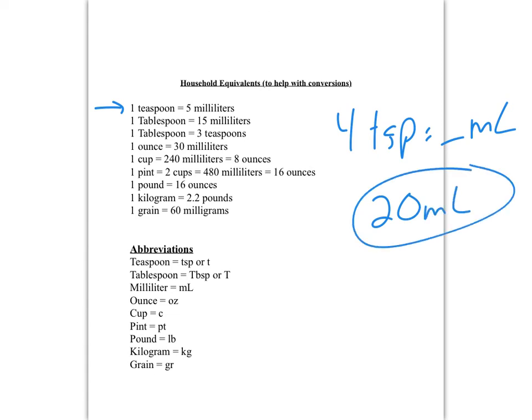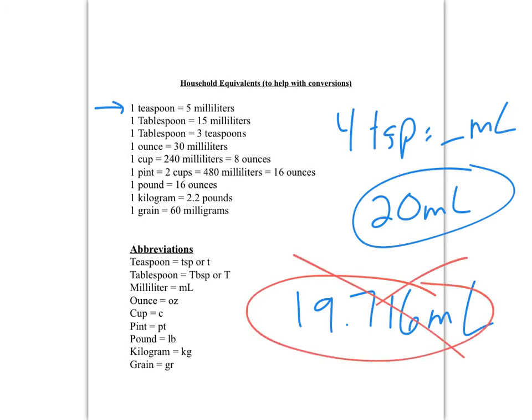If you looked up on Google, and I'm just going to test right now, just while I'm on my phone here, 4 teaspoons to milliliters in Google is 19.716 milliliters. If you give me this answer, you are incorrect. Even though that is exactly the right answer, I'm looking for you to do the math. I want to see this approximate answer. So make sure you're using the list that I have provided for you guys.